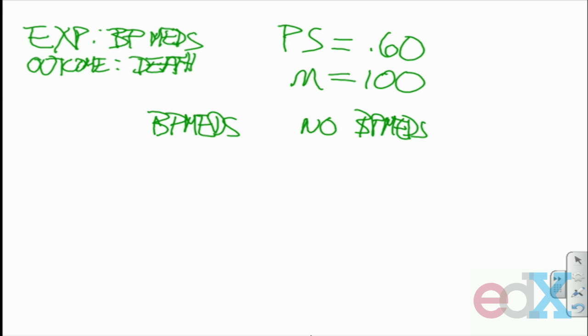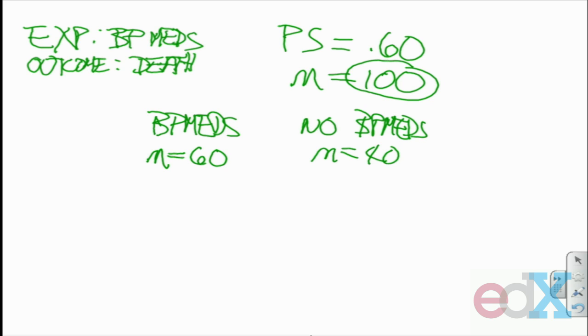And first of all, how many people do you expect out of these 100 would have received blood pressure medications if each of them had a 60% value for their propensity score? Remember, the propensity score is the probability of receiving blood pressure medications. Each person has a 60% chance of receiving a blood pressure medication. I would expect, in this case, then 60% or 60 of them to receive blood pressure medications and 40 of them not to receive blood pressure medications. That's what I expect first.